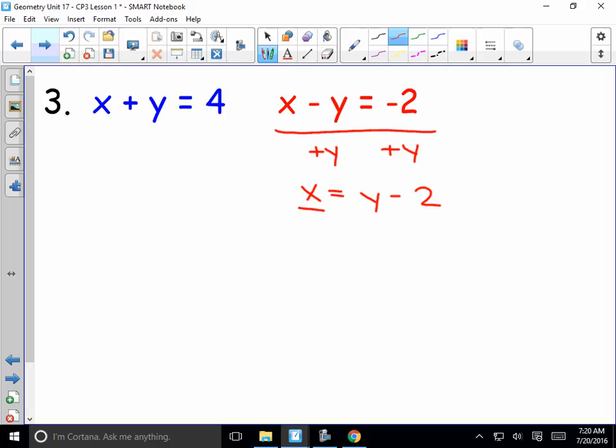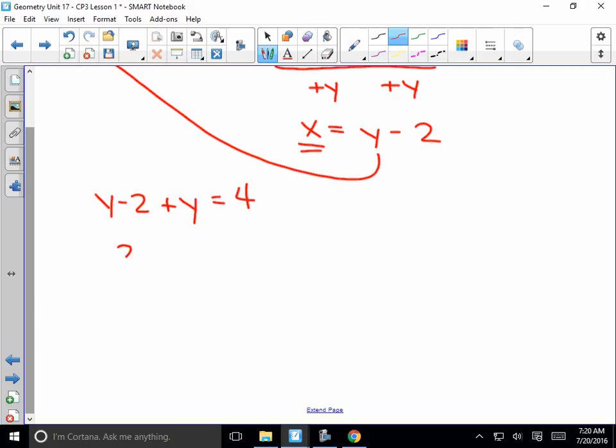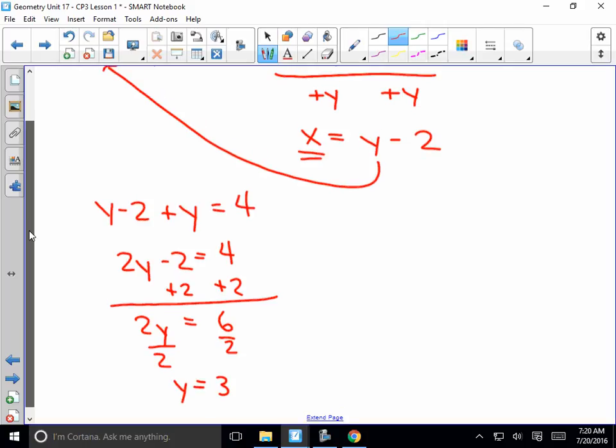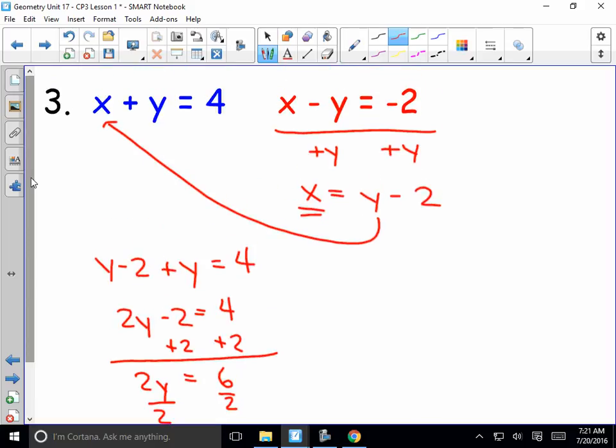So now I've got my x equals, so I can substitute into my other equation. I'm going to replace the x with y minus 2, plus y equals 4. Combine like terms, I've got 2y minus 2 equals 4. Then I have to add 2 to both sides. So you can see these steps are very consistent from one problem to the next. 2y equals 6, and then I divide by 2, y equals 3.